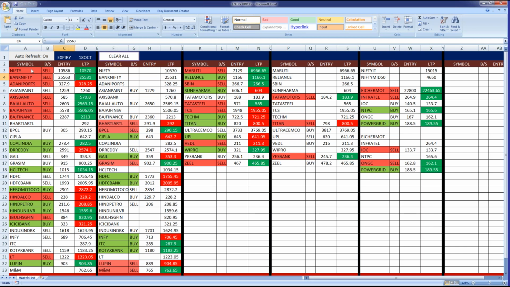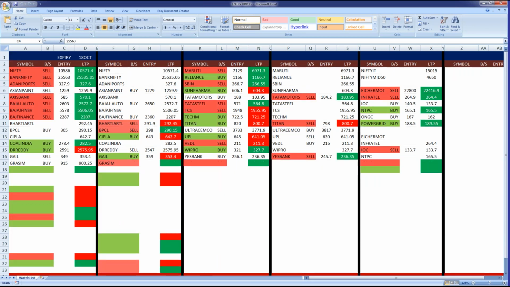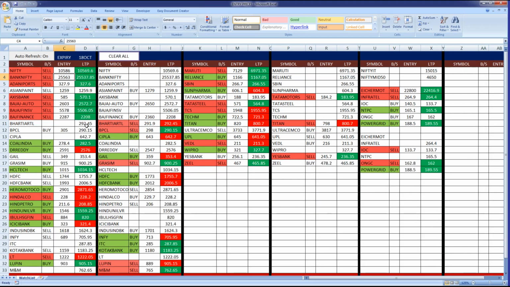So whenever you have a sell call, your symbol will turn red, and whenever you have a buy call, your symbol background will turn green. And whenever your LTP is in green, it means those particular scripts are in profit. And whenever it is in red, it means that it is under loss. So here, what has actually happened is Nifty, Bank Nifty, Adani Ports.